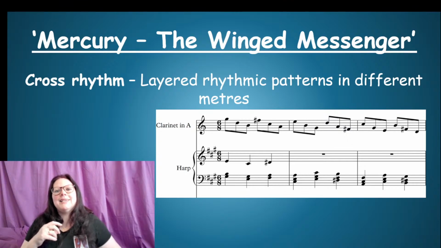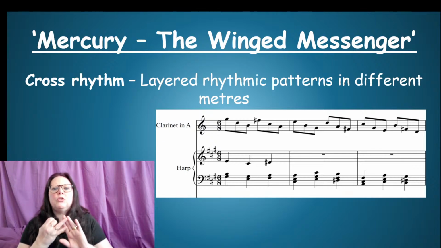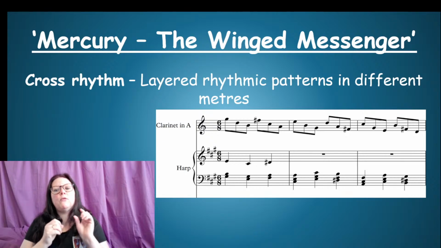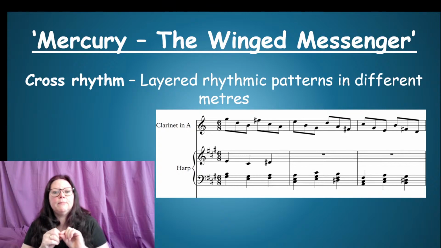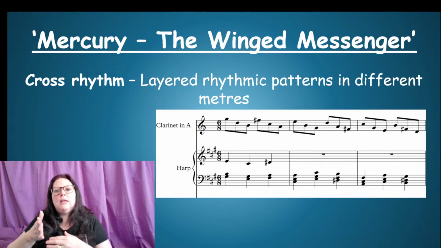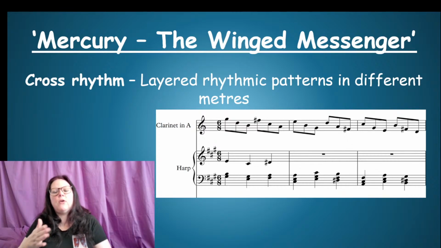3/4 has the same number of quavers as 6/8 because there are 2 quavers to every crotchet. So if we've got 3 crotchets, 3 times 2 is 6. But when we're counting, we wouldn't be putting the emphasis like we are in the clarinet part, 1, 2, 3, 4, 5, 6. We would go 1, 2, 3, 4, 5, 6.